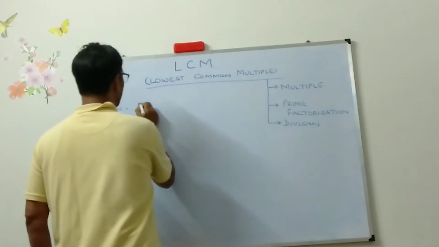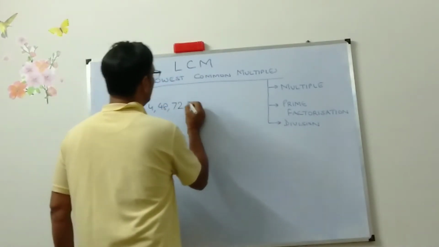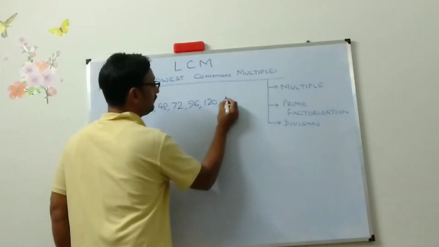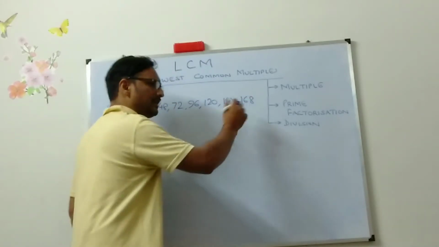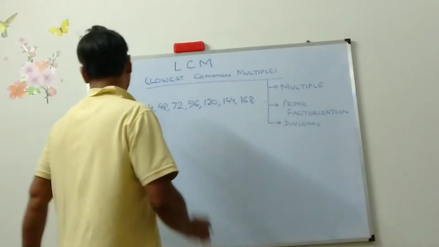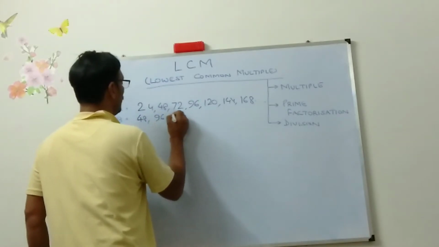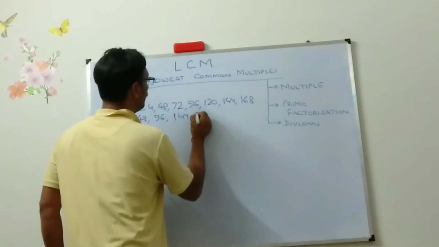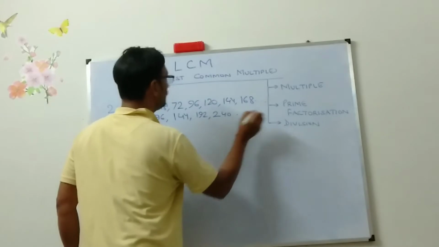24 1s are 24, 24 2s are 48, 72, 24 4s are 96, 24 5s are 120, 24 6s are 144, 24 7s are 168. Keep on doing it. You need to keep on doing all these things. 48 1s are 48, 48 2s are 96, 48 3s are 144, 48 4s are 192, 48 5s are 240. Like this you need to do.